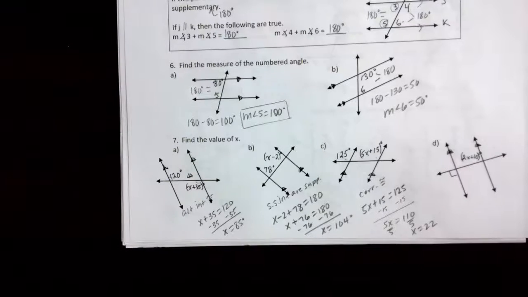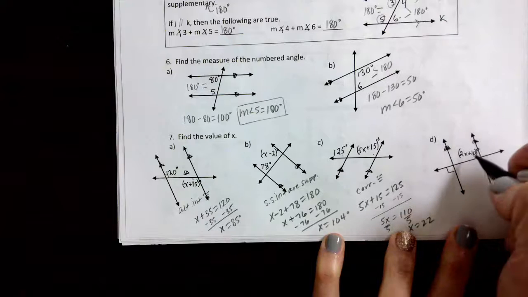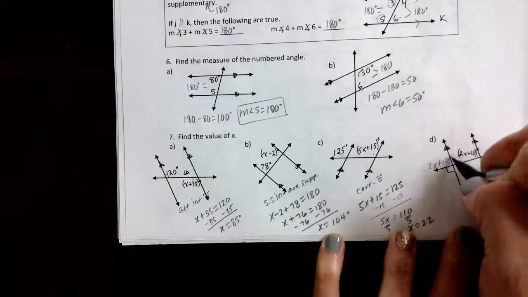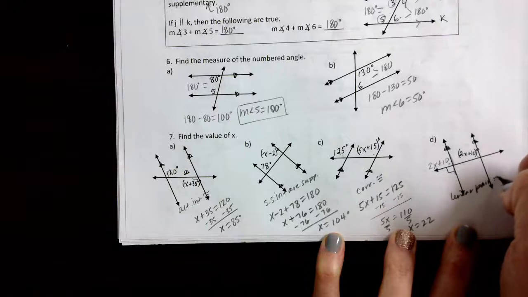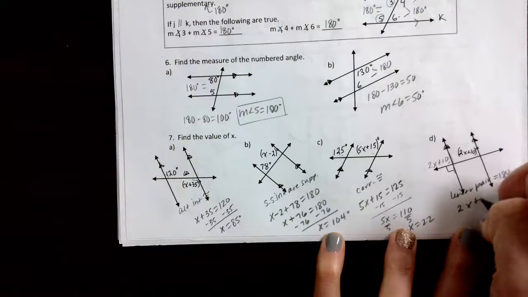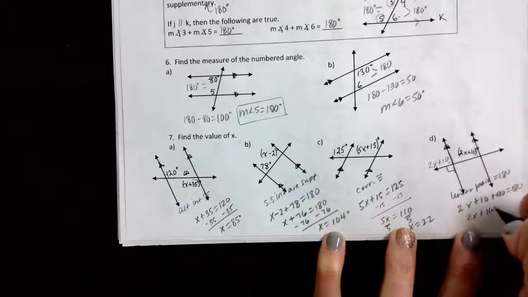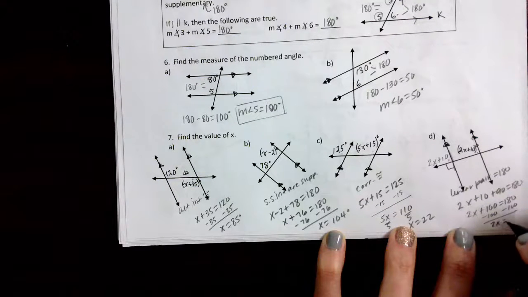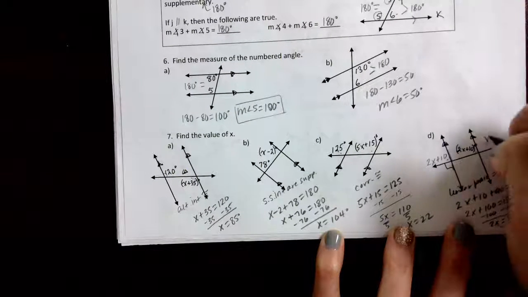Okay, this last problem right here, there's different ways I can do it. I could say that this angle corresponds to this one here and fill in my 2x plus 10, and then I have a linear pair. And a linear pair is going to equal 180. So I'm going to say 2x plus 10 plus 90 equals 180. 2x plus 100 equal to 180. If I subtract 100, I get 2x is equal to 80. And when I divide by 2, I'm going to find that x is equal to 40.